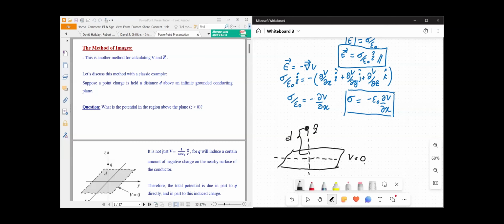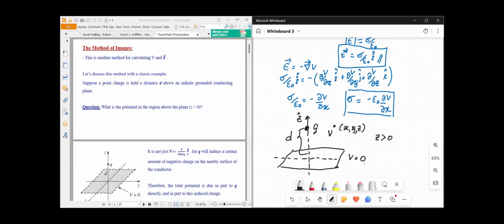Now the question is, what is the potential in the region above the plane, z greater than 0? So let's say this direction is z. If I take a certain point like this, x, y, and z, in a region where z is greater than 0, what is the potential? If I consider a point like this, what is the potential here?